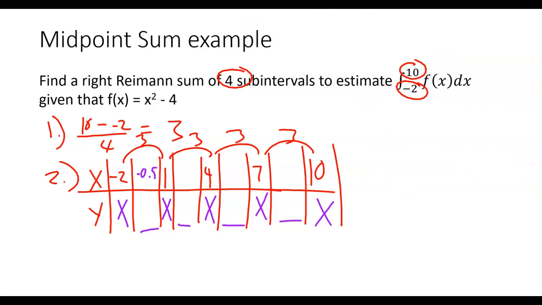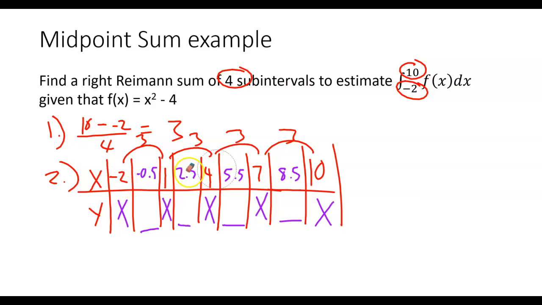So let's find the next one. What's the midpoint between 1 and 4? Well, 4 plus 1 over 2 would be 2.5. And so the midpoint here will be 2.5. And we're just going to keep doing that. The next one will be 5.5, and the next one will be 8.5. Okay? And those are the ones that we're going to plug in to find the y values.